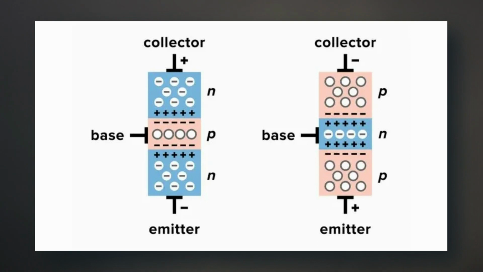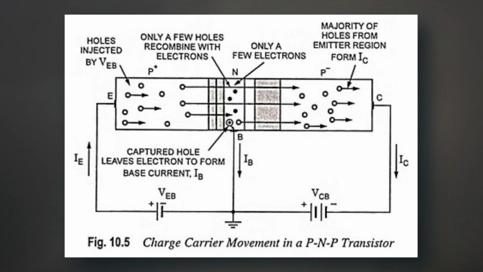First I will discuss the NPN transistor. In an NPN transistor, the emitter base is forward bias and the collector base is reverse bias. Electrons flow from N to P and current flows from emitter to base. The negative side of the battery is connected to the N side and the positive is connected to the base. When the collector base is reverse bias, it is connected to the positive side of the NPN transistor.